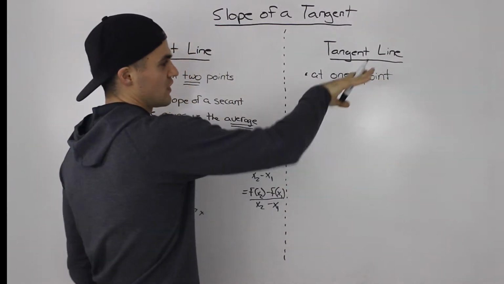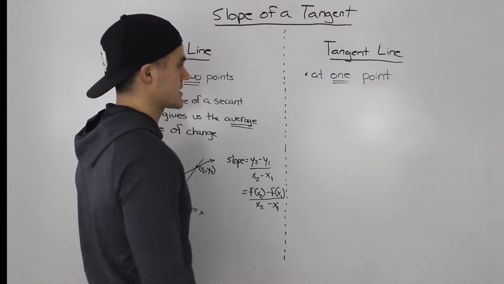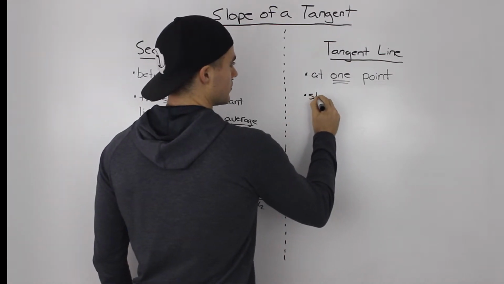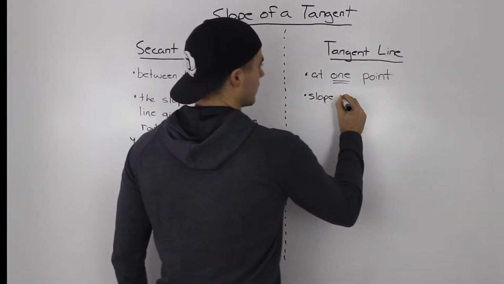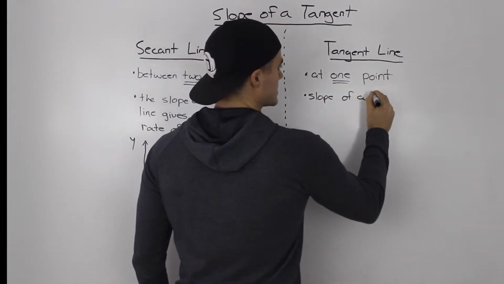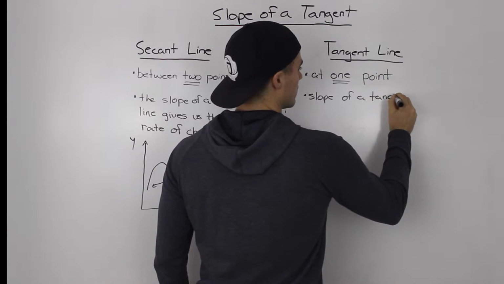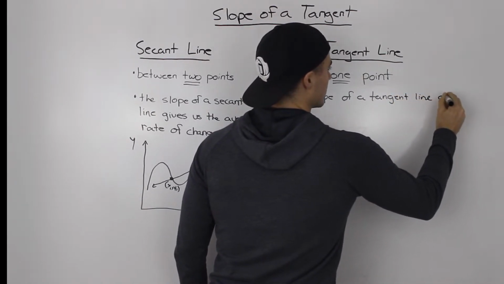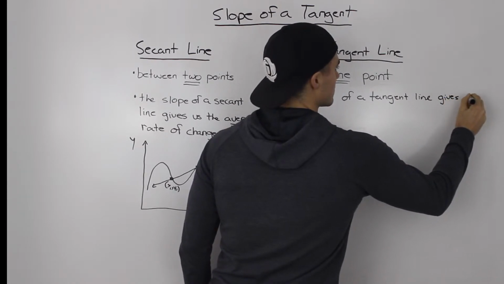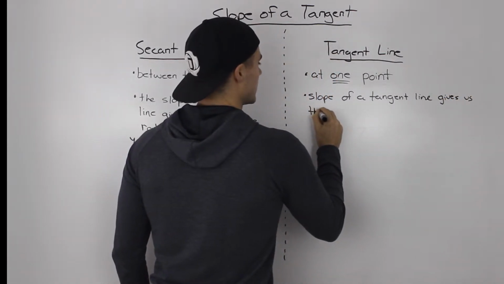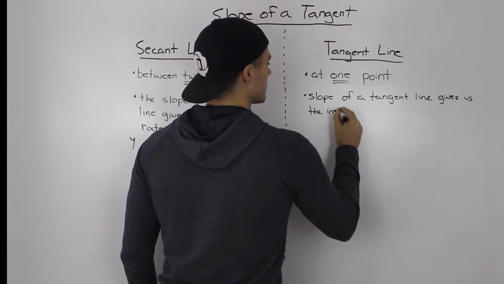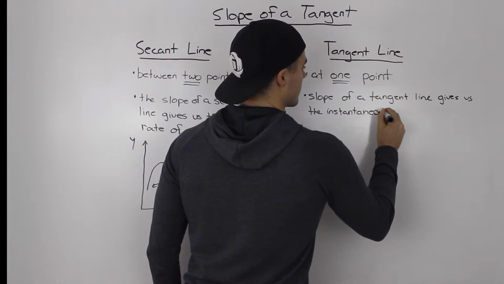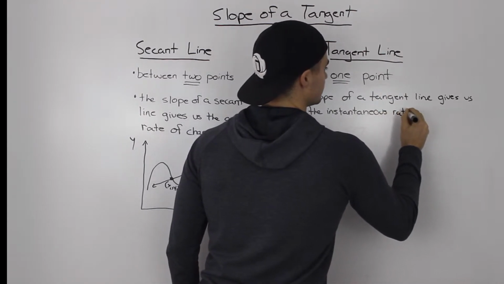Okay, it just touches the function at 1 point. I'll show it graphically in a second. And the more important result here is the slope of a tangent line gives us the instantaneous rate of change.